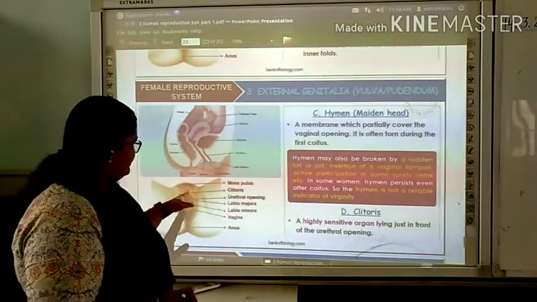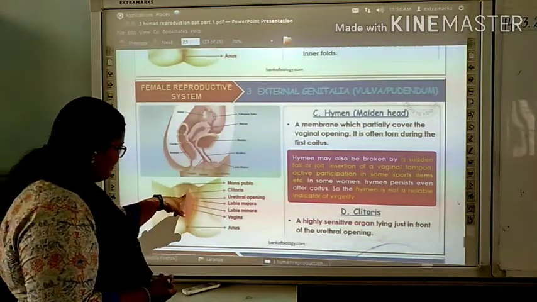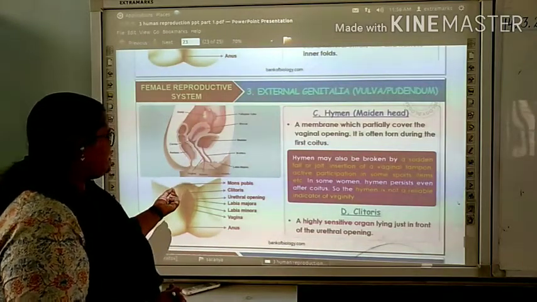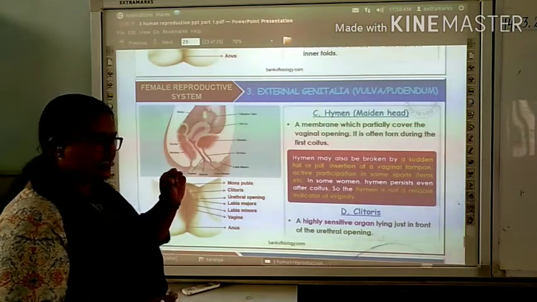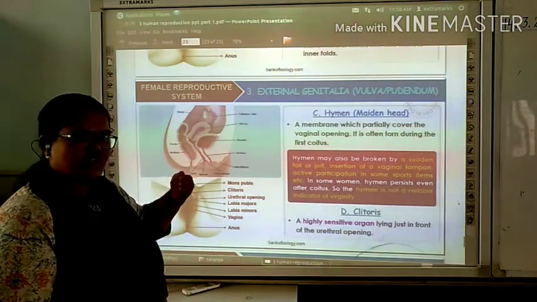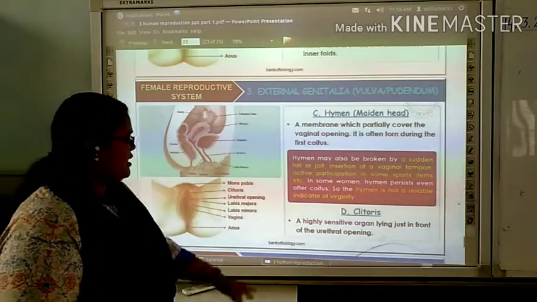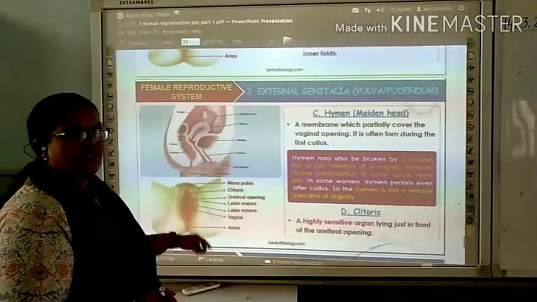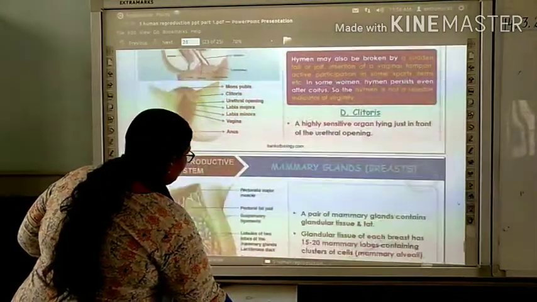And now the last part we can say is the clitoris, which is a flap-like structure present at the junction of the labia majora and minora. You can see a flap-like structure there. It's highly sensitive, and is called the clitoris. It is a highly sensitive organ lying just in front of the urethral opening, at the junction of the labia majora, right?